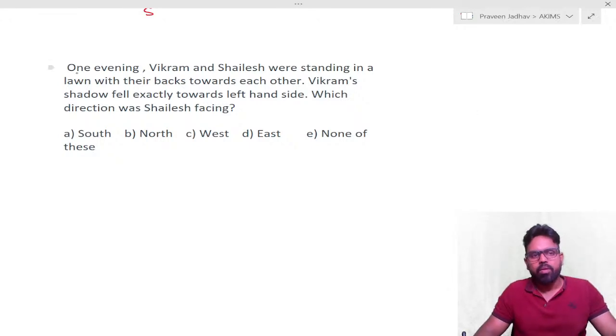Now, one evening, Vikram and Shailesh were standing in the lawn with their backs towards each other. Vikram's shadow fell exactly towards the left hand side. Which direction was Shailesh facing?